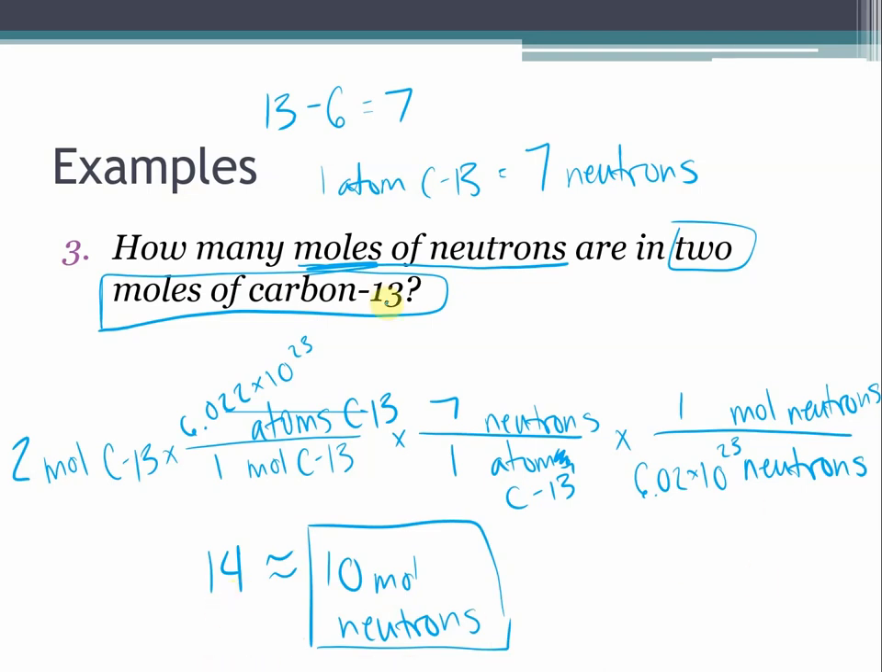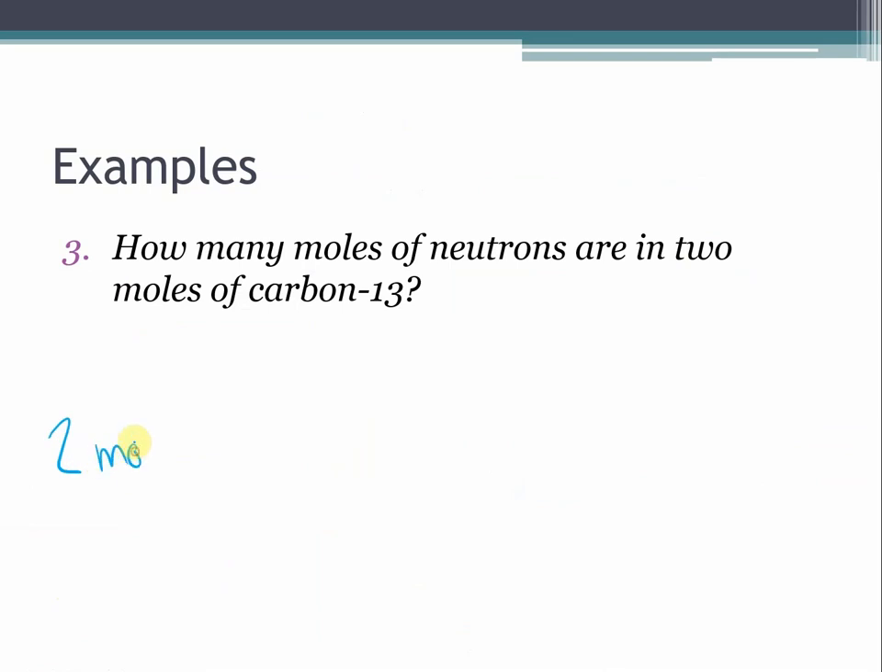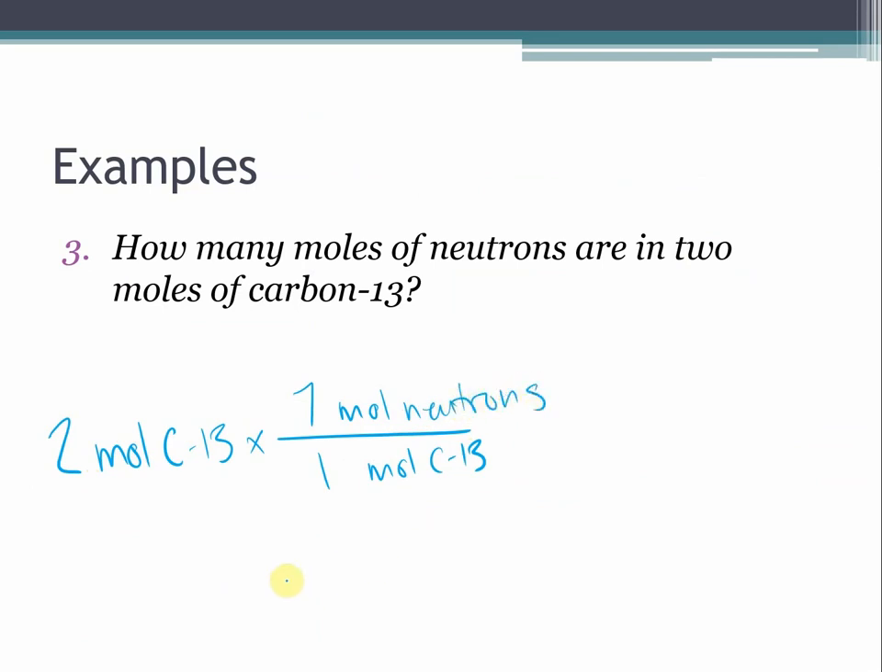So if you wanted to cut out a step, if you can make this leap, which some people can, some people cannot, you could have solved this problem as 2 moles of C13 times a fraction. What goes up must come down. But now, instead of going to atoms and then back to moles, we could say that in 1 mole of C13, there are 7 moles of neutrons. And that is how you could skip all of those other steps and still get your 14, which rounds to 10. But if that step does not work for you, don't try to make it work. Just use the longer version. It'll always be safe.